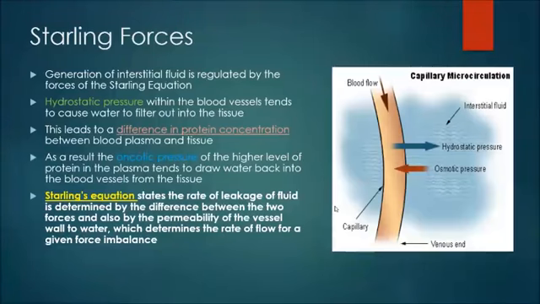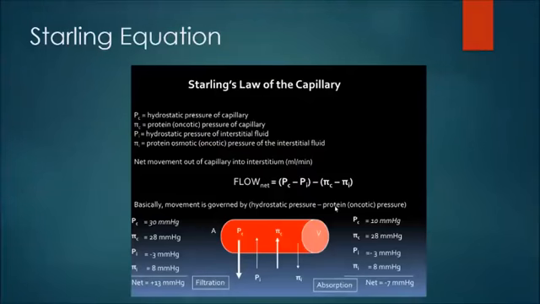So the Starling equation basically states that the leakage of fluid is determined by the difference between the two forces and also by the permeability of the vessel wall to water, which determines the rate of flow for a given force imbalance. This is the Starling equation. You don't need to know all the equations, just understand the concept. It basically is used to govern the exchange of water between the capillary microcirculation and the interstitial fluid. And when the values change, the differences will cause the swelling that we see. So you don't need to know all these numbers or the equation, just understand the concept.